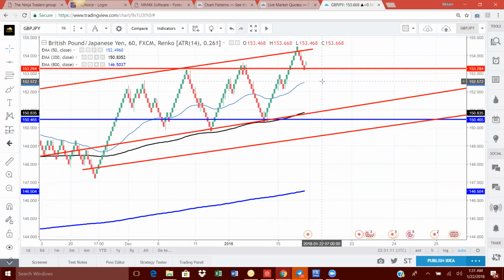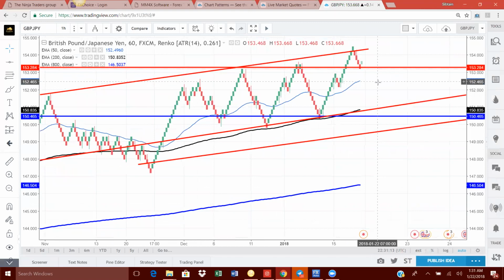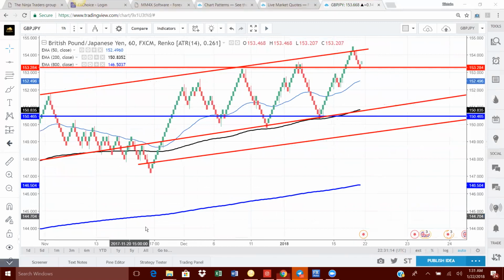So I hope this GBP JPY. If you see on 1 hour, this was a resistance on Renko, and now the price went above it. So it came here, made a support, and it can come up. Anything can happen.